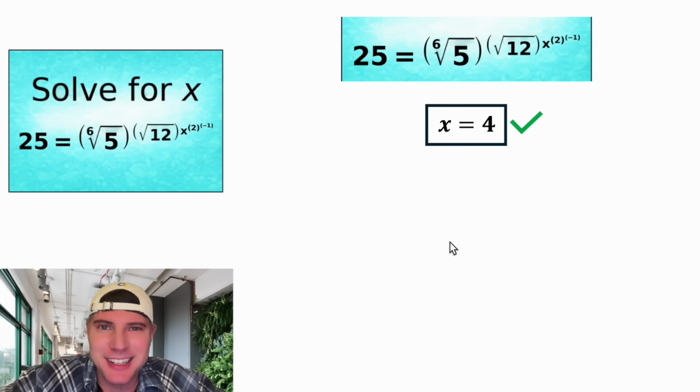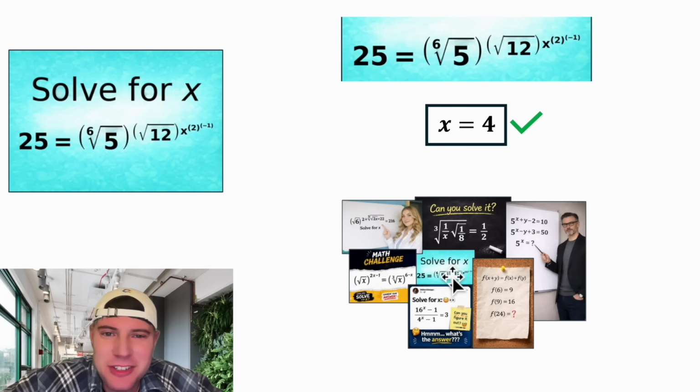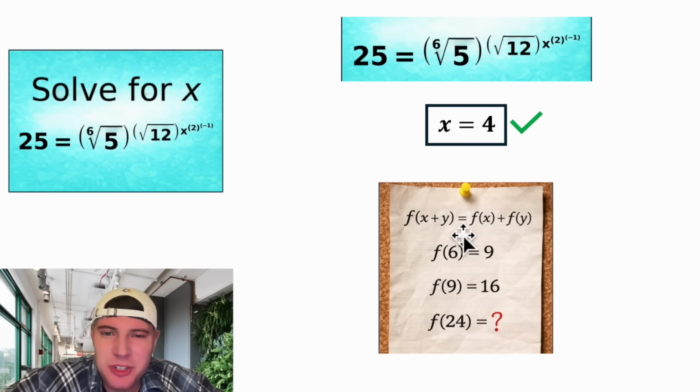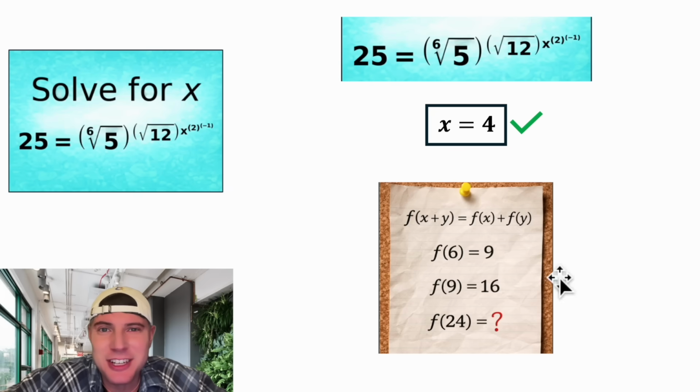How exciting. So now we have this one solved. Tomorrow, let's focus on this one right here. We're given that f of x plus y is equal to f of x plus f of y. F of 6 is equal to 9. F of 9 is equal to 16. And it's asking what is f of 24. I don't think this is valid. I don't think this has a unique solution. This is going to be fun to look at tomorrow. How exciting.